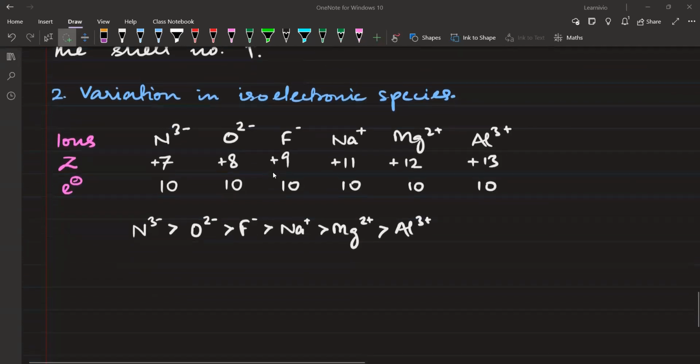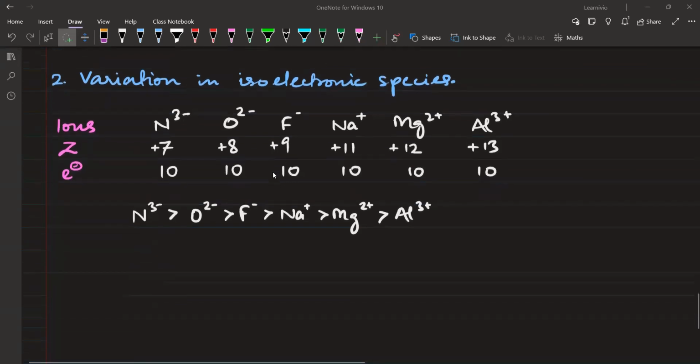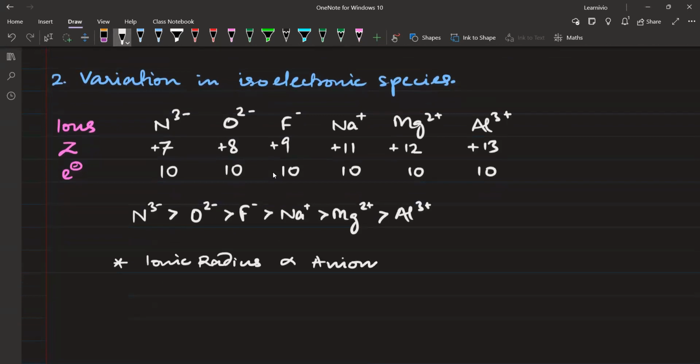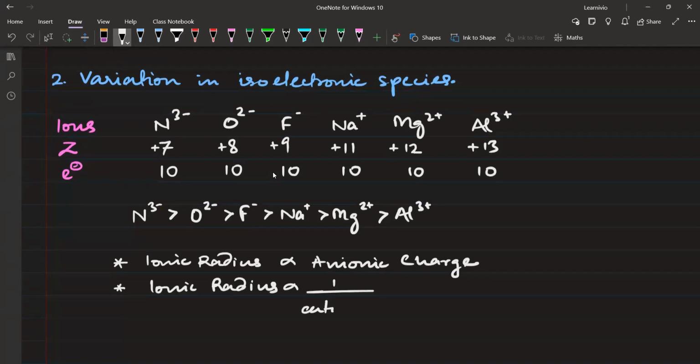So for isoelectronic species में अगर हम लिखें, then here we can write that in isoelectronic species only, जो ionic radius है आपका, ionic radius is directly proportional to anionic charge, and we can say that ionic radius is inversely proportional to cationic charge.